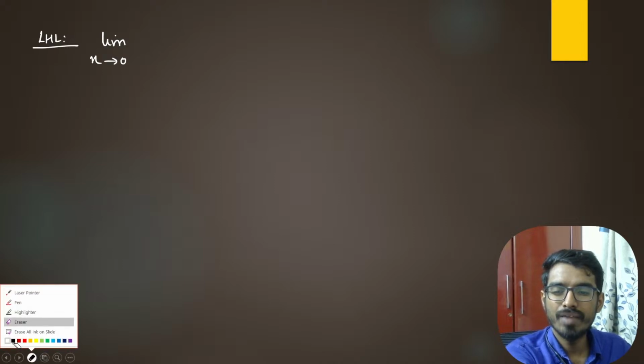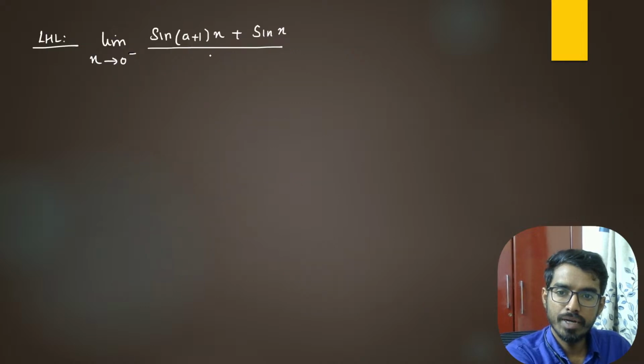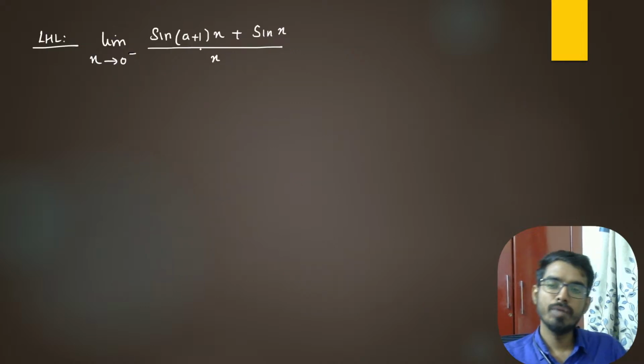So for LHL, it's just enough to find at 0 left hand side, right? So at 0 left hand side, what is your function? You don't need to apply f of a minus h, both are the same only. At 0 left hand side, the function is sine of (a plus 1) into x plus sine x, whole divided by x. So you need to find the limit for this function.